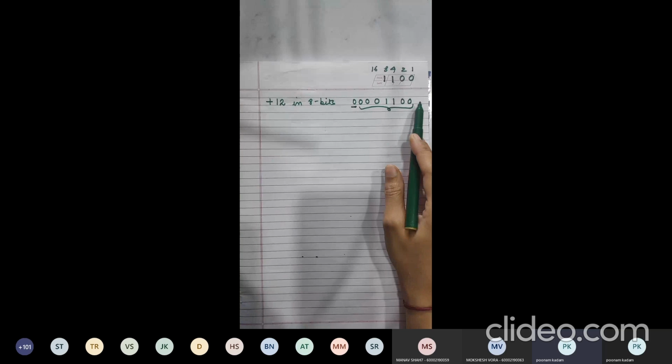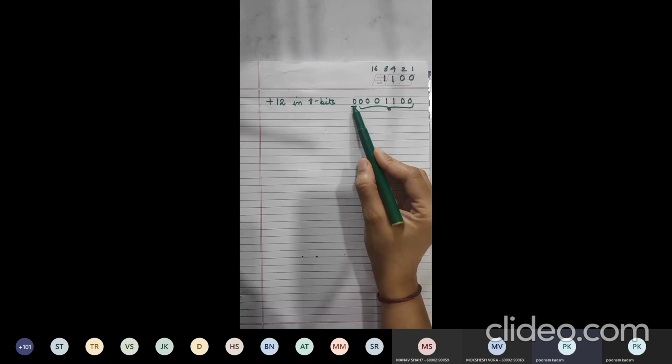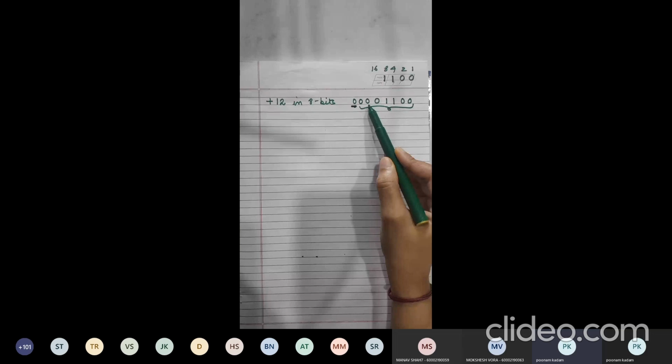Okay. So plus 12, if you have to represent it using 8 bits, it will be 00001100. The MSB bit is 0, indicating that it is a positive number. And if you find the decimal equivalent of the rest of the bits, it will be equal to 12. So this is how we write plus 12 in sign magnitude form using 8 bits.